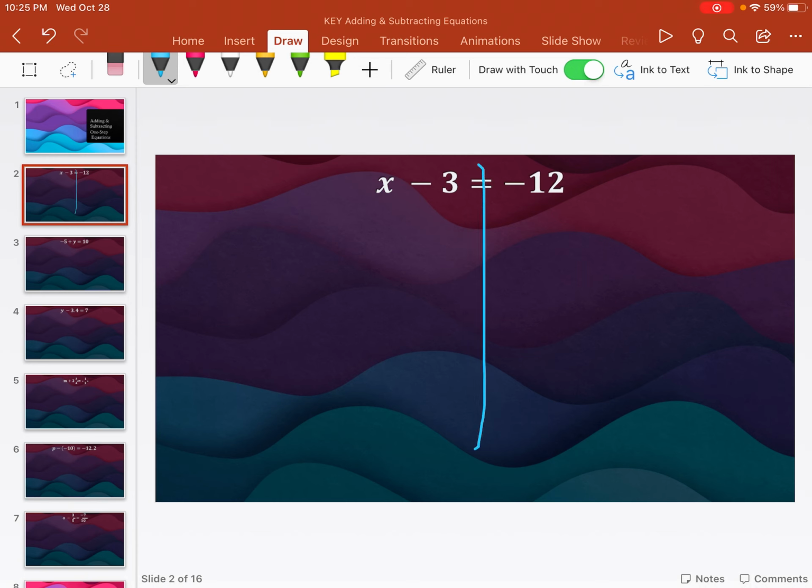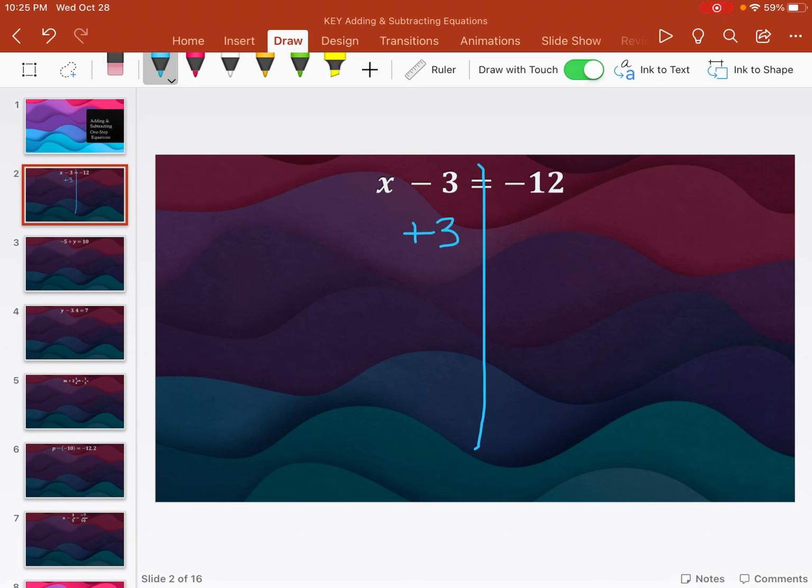The point of this line is because it's helping us to remember to keep this equation balanced. So anything I do on the right side of the line, I have to do on the left side of the line, and vice versa, just to keep it balanced. So what I mean is, in this problem, x minus 3 equals negative 12. It says I'm subtracting 3, so to isolate my x, I'm going to do the opposite and add 3.